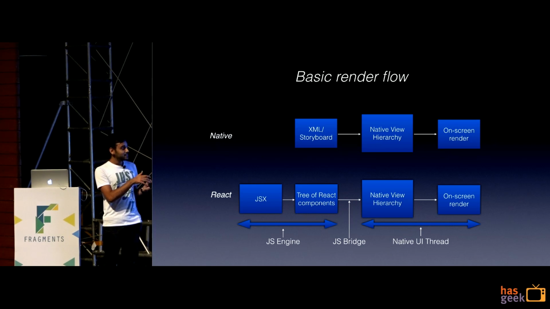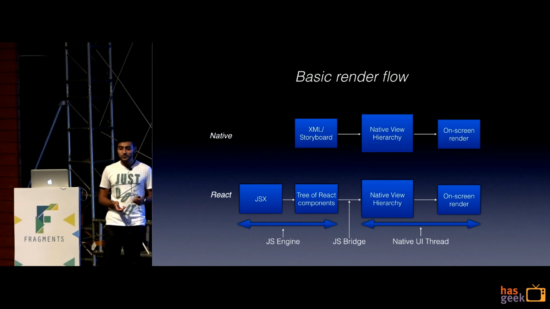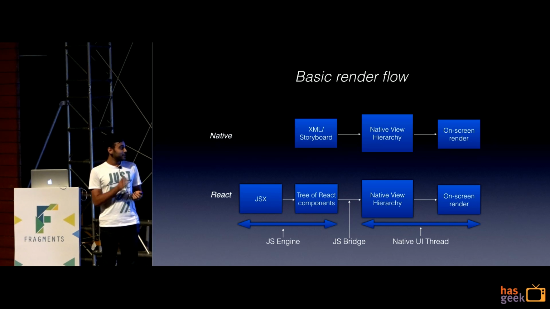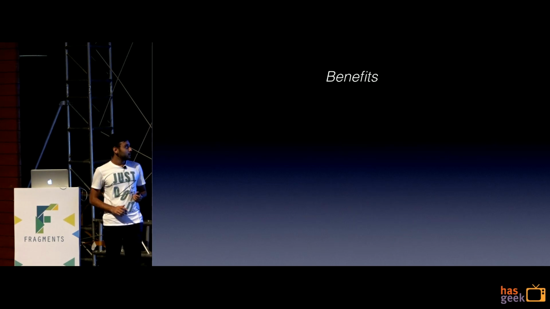That entire tree then gets transferred to your native view objects, group views and all. And the way this tree gets transferred to native is via the JavaScript bridge. This is the only way to communicate between your native thread and the JavaScript engine, back and forth. Then after that, it's simple. That native view hierarchy is eventually rendered on the screen. So this is the basic render flow, just a high level detail.